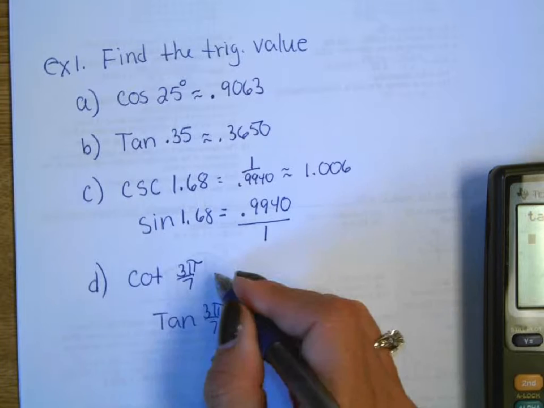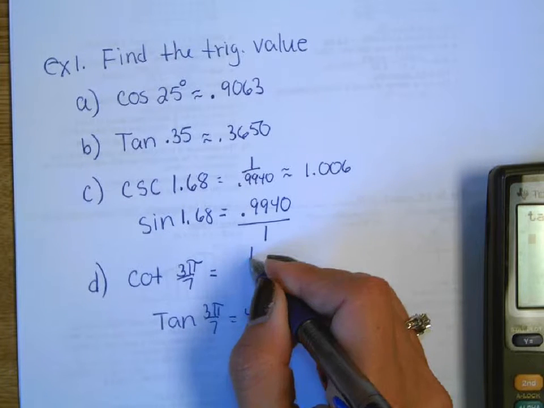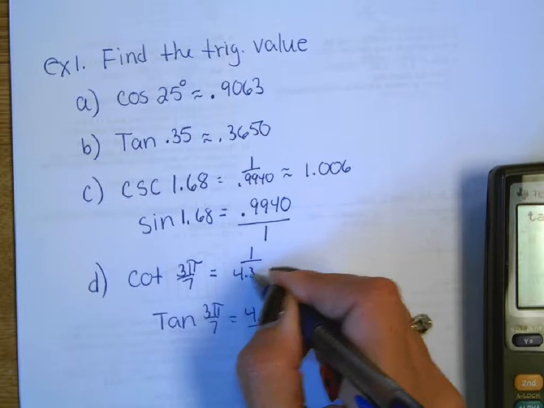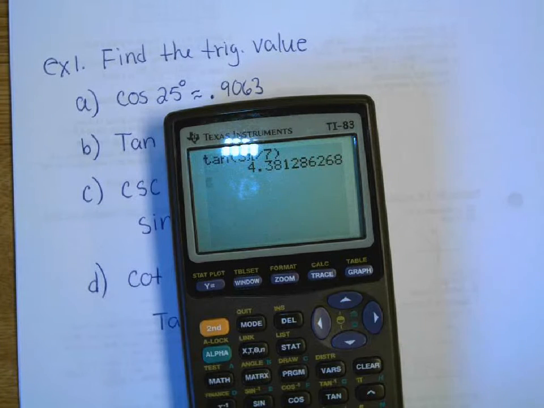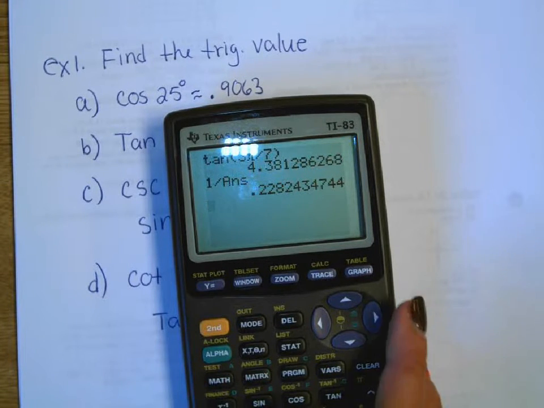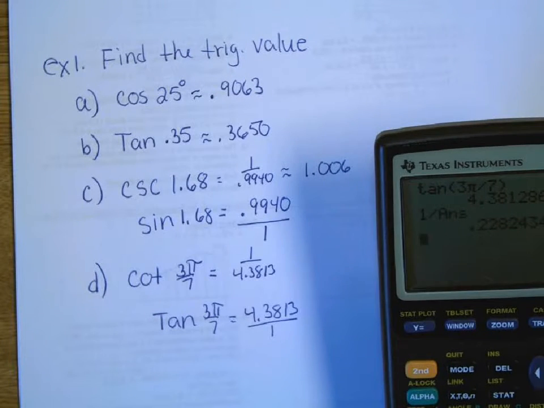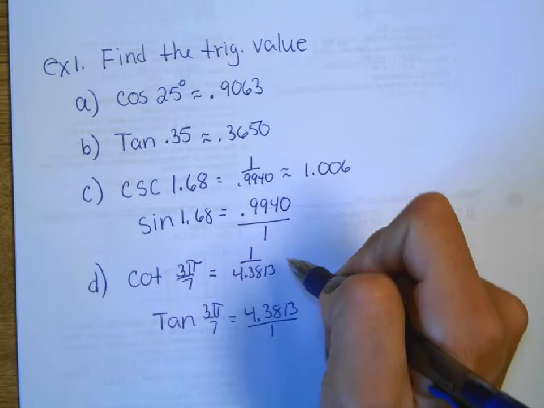Flip it over. So to get the cotangent, I'm going to go 1 over 4.3813. But how am I going to do it quickly on my calculator? 1 divided by answer. I think if you do these in 2 steps, it's going to make more sense in your brain, because you won't get confused with when we're finding an angle, and it's not a 1 over. So 0.2282. Yes.